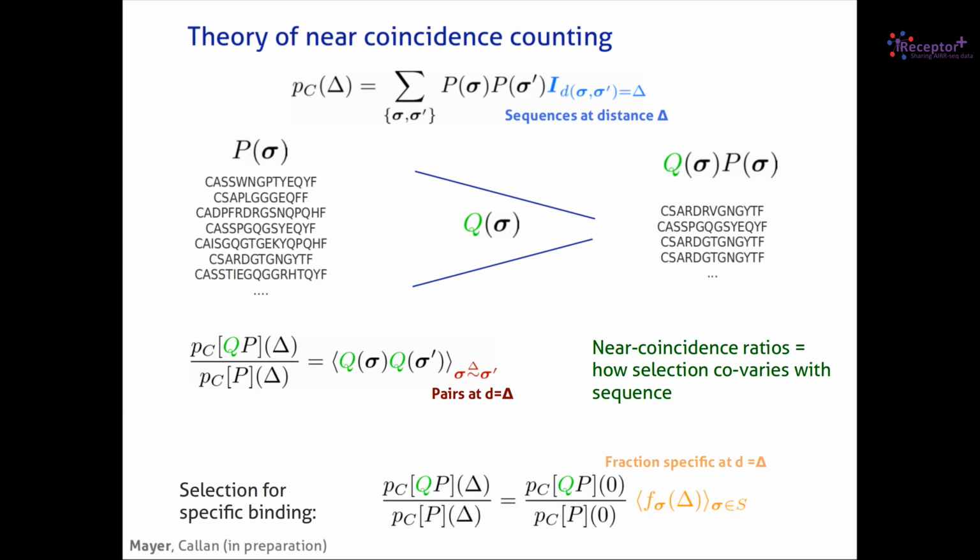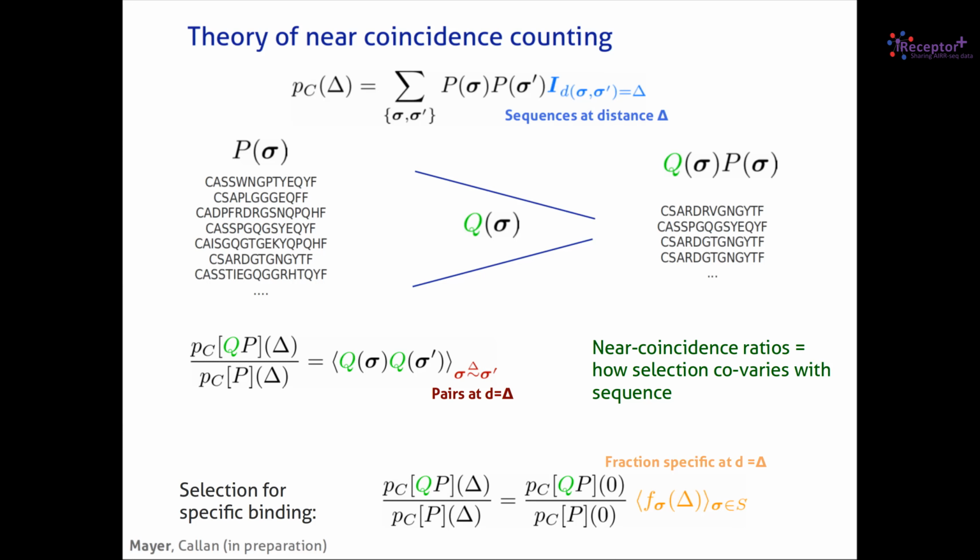We get an even simpler result when we look at selection for specific binding, where the Q is binary, so you either bind or you don't bind. Then what we find is that the coincidence ratio at a certain distance delta is equal to the coincidence ratio for precise coincidences, where we share exactly the same amino acid sequence, times the fraction of sequences that is specific at a certain distance. So this gives access to a very interesting property. This quantity here is the conditional probability that if you know that a certain sequence is specific and you make a certain number of amino acid substitutions to that sequence, it's still going to be specific to the same target.